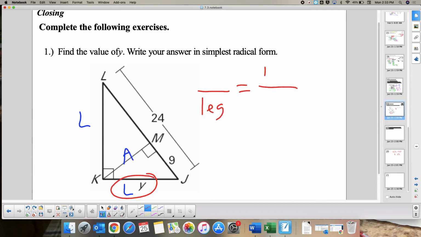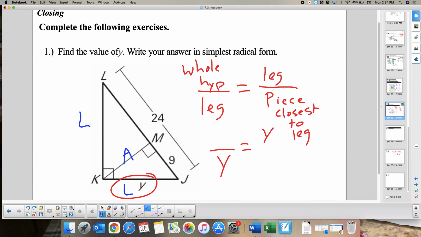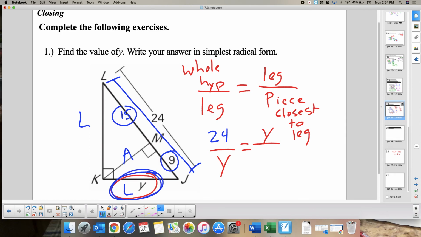It says the leg goes in twice. Then it's the whole hypotenuse, and one of the pieces, the piece closest to the leg we're using. Our leg was y, so it's y and y. The whole hypotenuse was 24. Now the 2 pieces, I got my 9, and that would mean this piece here is 15. Which piece is closer to the leg we are using? Well, that would be our 9. So there's our proportion to solve.